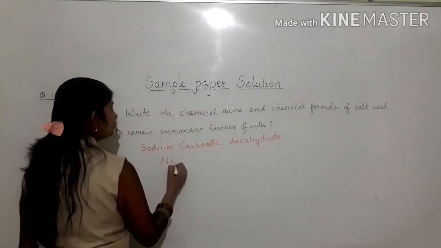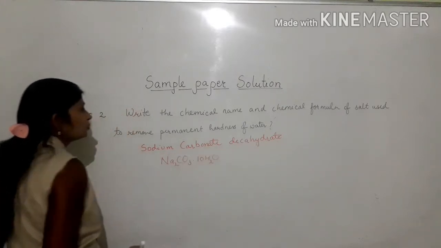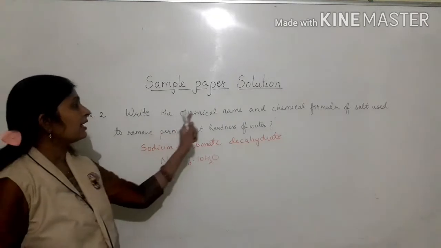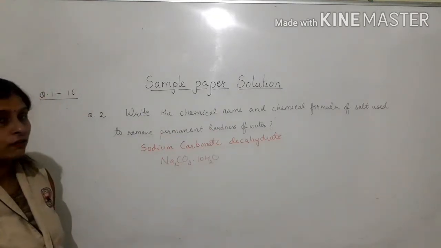Formula: Na2CO3.10H2O. So what is asked? Chemical name and chemical formula of salt used to remove permanent hardness of water.